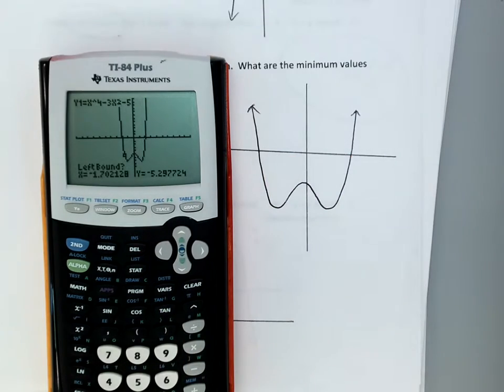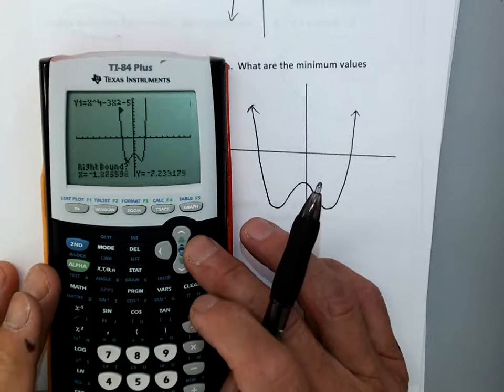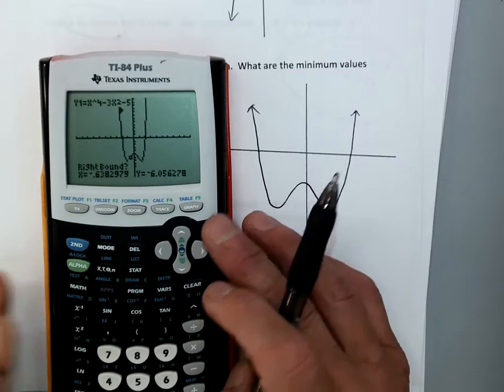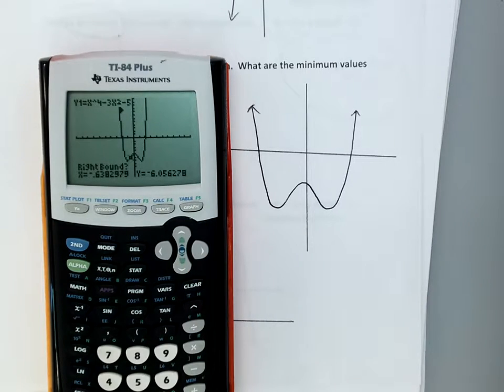I want this point here, the left of it, and then I'll go to the right of it. I'll put it right maybe there. Okay, so it's blinking. I push enter, it locks it in. Bring it to the right, maybe right about there. So left and right of it, it's going to find it. Enter, enter. Okay, so what is it?